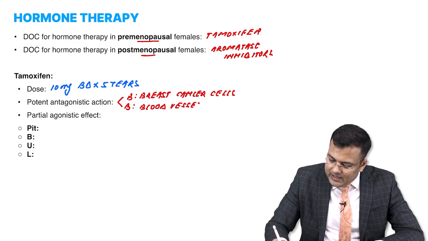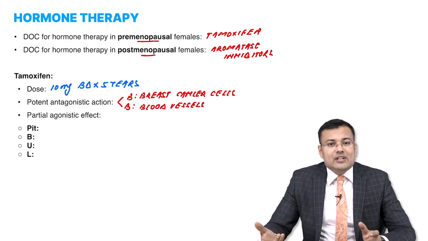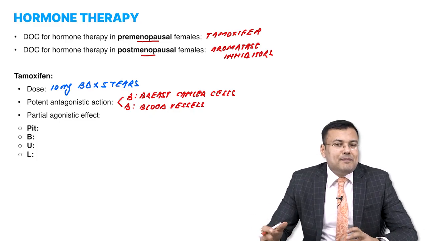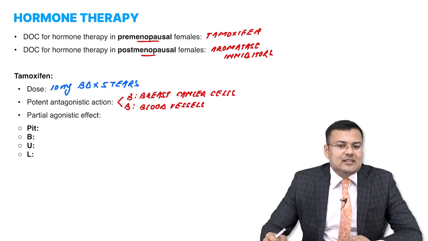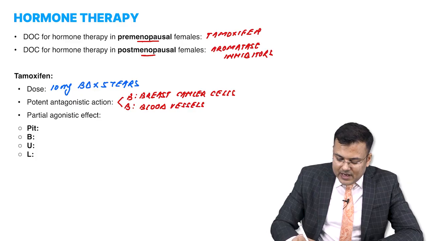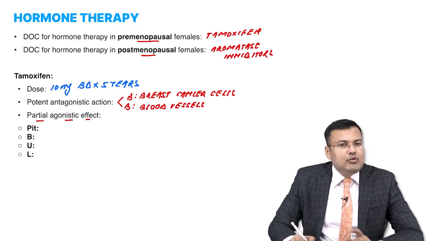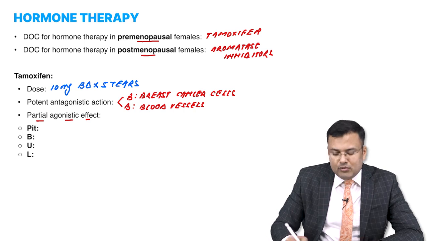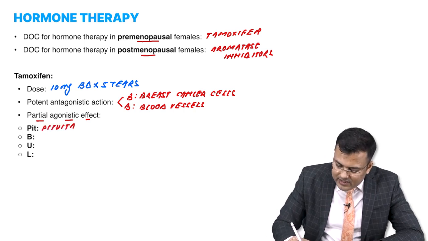Clear? So husband and wife BB are usually antagonistic. So antagonistic on BB, right? Breast cancer cells, blood vessels. Now see the partial agonistic effect. How to remember? Pitbull. You know the pitbull? Singer? Pitbull. So pit means pituitary. That is pituitary.